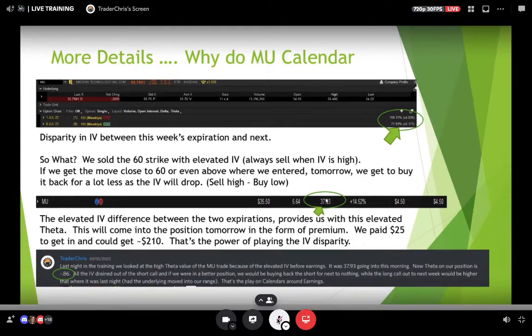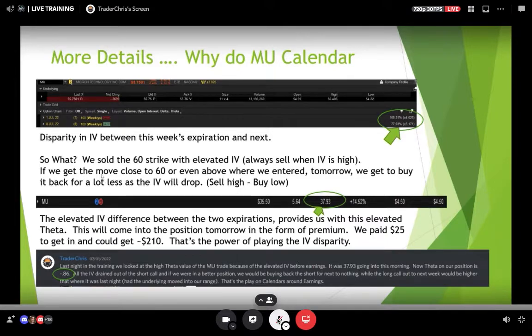So the day before earnings, this was the theta value, 37.93. The next morning, I sent this note out, it had dropped down to 0.86. Okay? This was at the close, the day before earnings, when they announced earnings at 4:30 the next morning. That theta was evaporated down to negative 0.86, right?